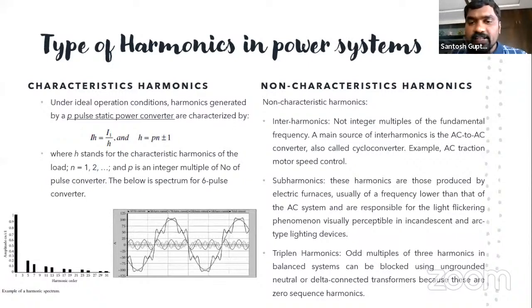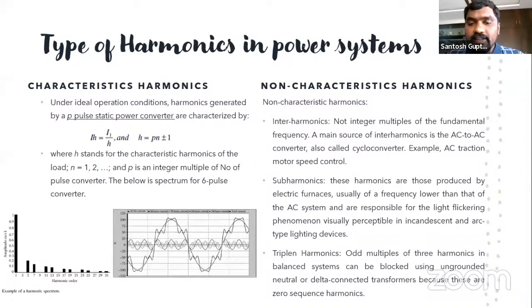And there are subharmonics, which have a frequency less than the system frequency. If you have a 50 hertz system, you will have harmonics whose frequency is less than 50 hertz. Basically, these harmonics can be seen in the system. These are responsible for light flickering.